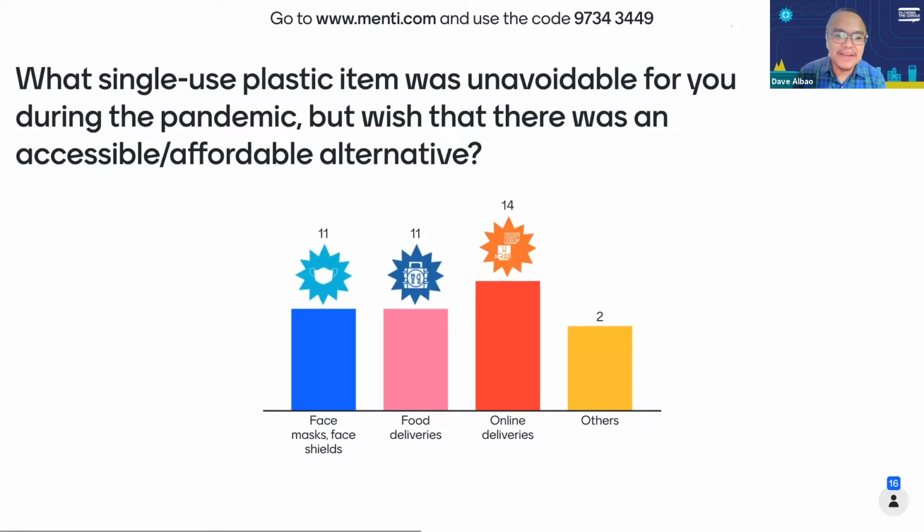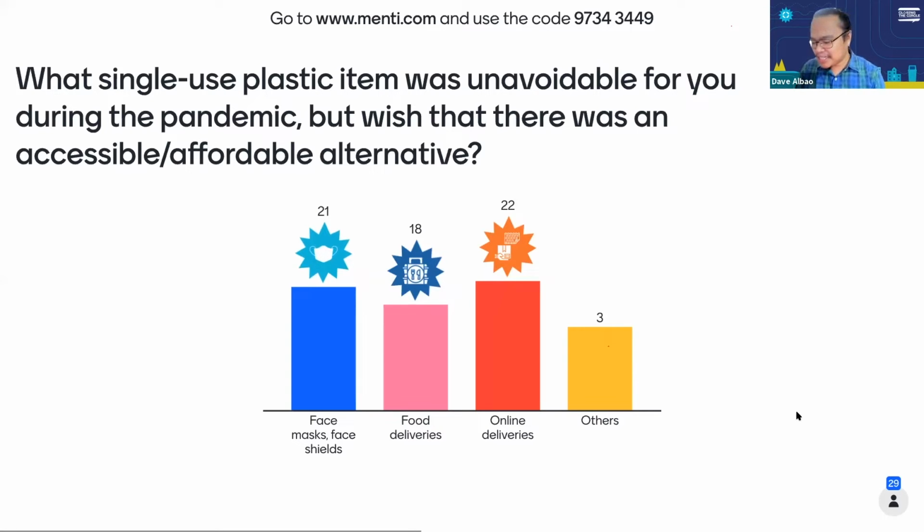Okay, a lot of online deliveries for sure. Face shields, definitely no choice if it's required. I wonder, well, face shields, if they're durable, they could be reusable. Then you have to make sure that they last, and you don't leave them behind or lose them. Okay, thank you everyone for your responses.